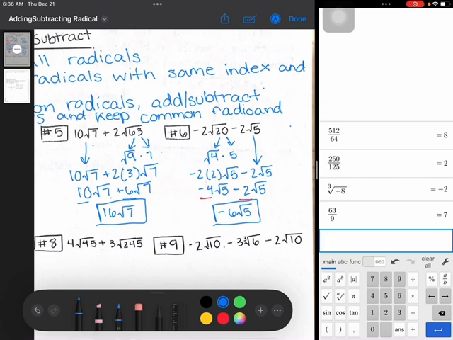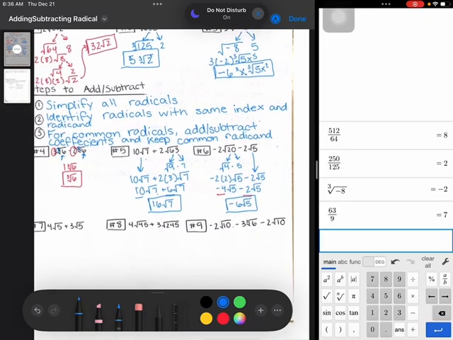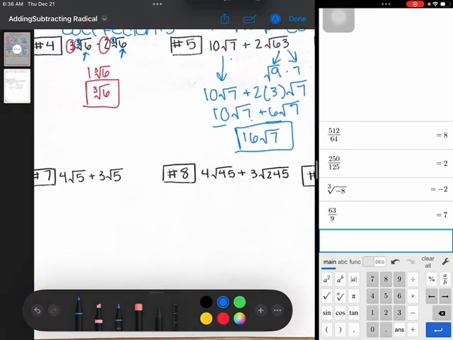And then if you're feeling good, go ahead and you can pause the video and give this a try on the next ones. If not, go ahead and just keep following along.